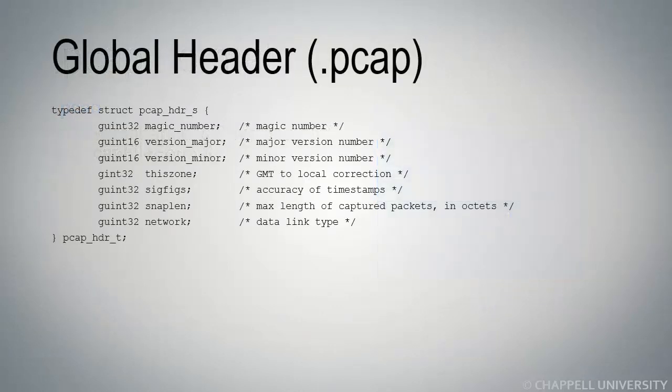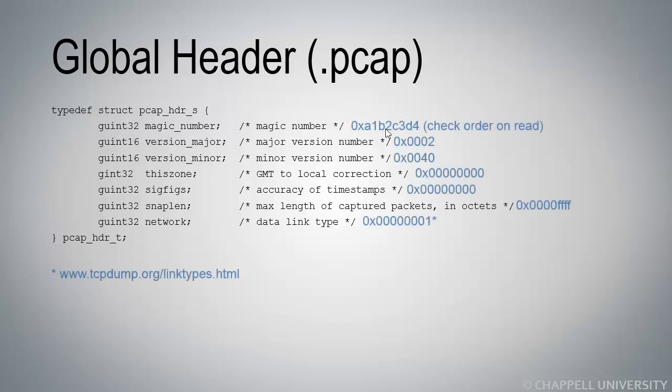Looking inside the global header, we can see there's the length value for the field, and then the name of the field, and then a description here. The magic number at the beginning defines the order in which you should read the trace file. It's also a file identifier. The magic number that starts out at the beginning of all pcap files is A1B2C3D4.